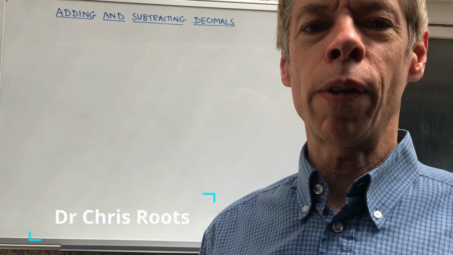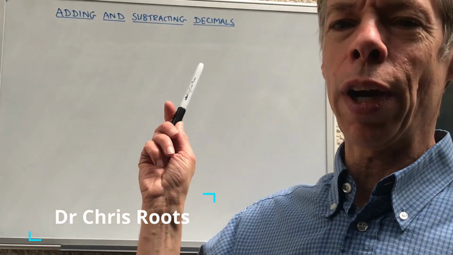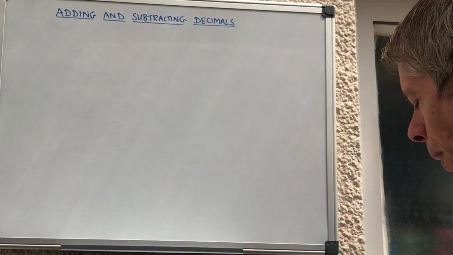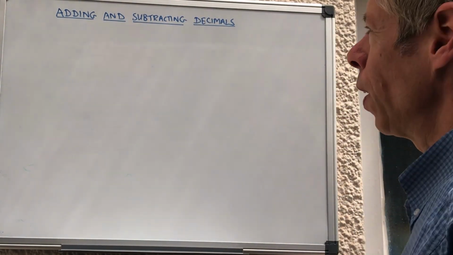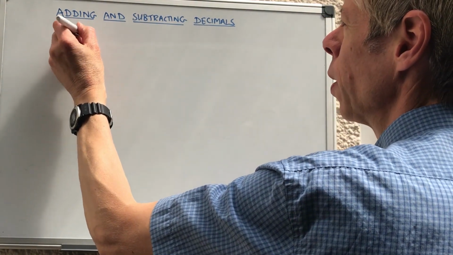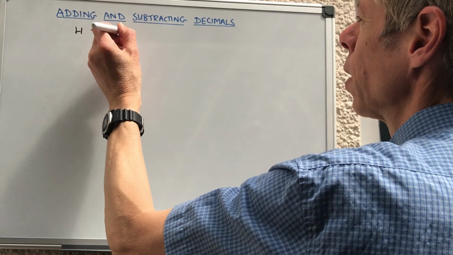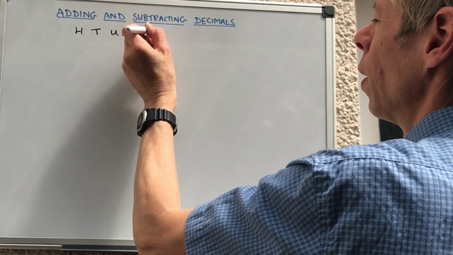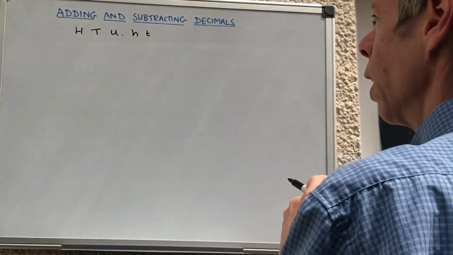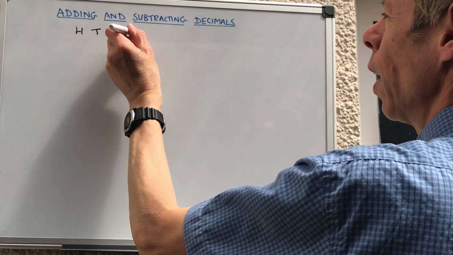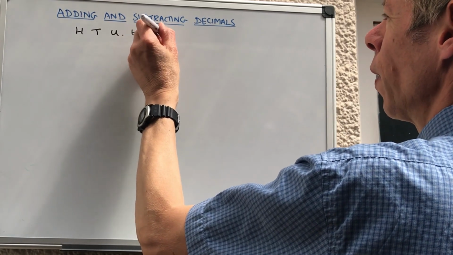Hello everyone, so today I'm going to be talking about adding and subtracting decimals, and obviously when we're doing that we have to pay attention to place value. So a decimal, if we think about it, if we just do our hundreds, tens, units, and we've got our tenths and our hundredths and our thousandths.